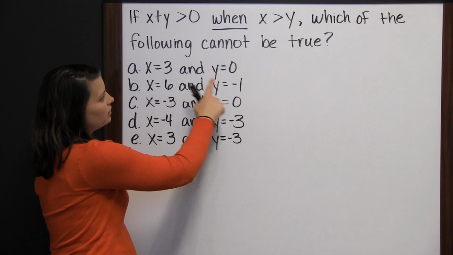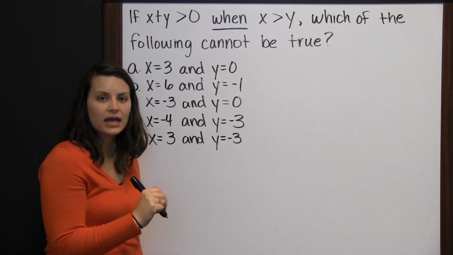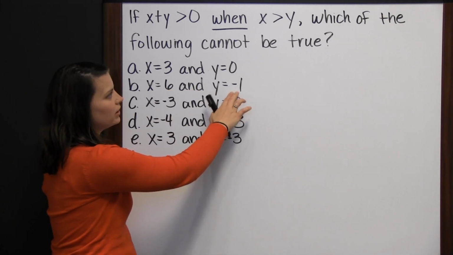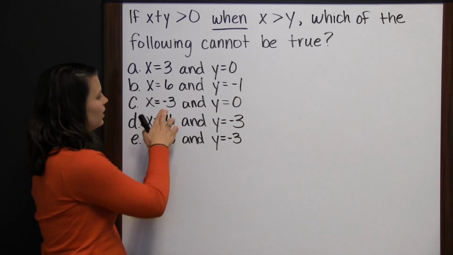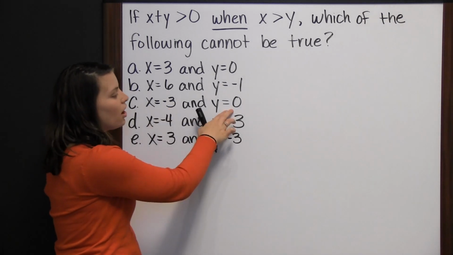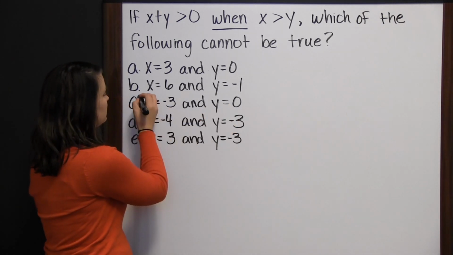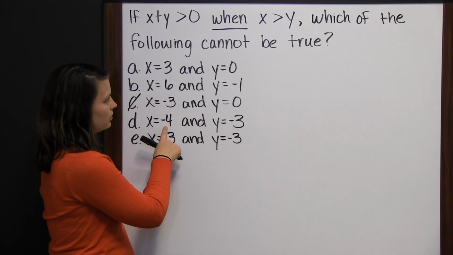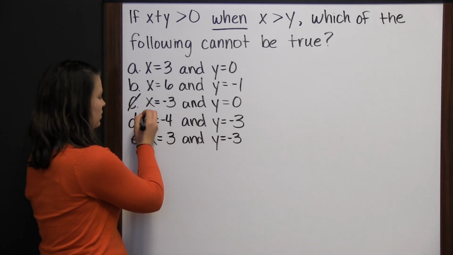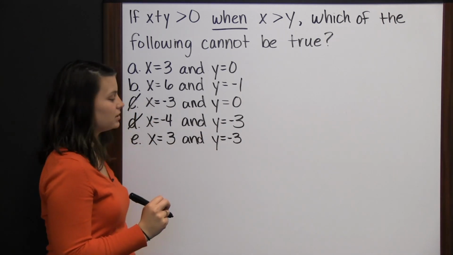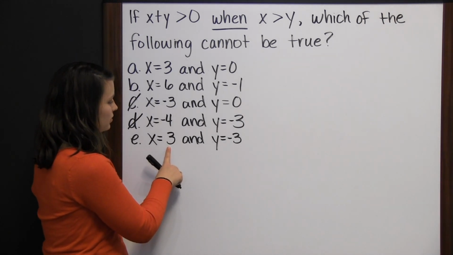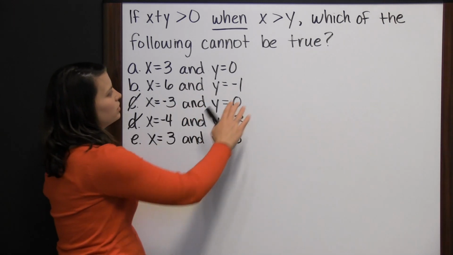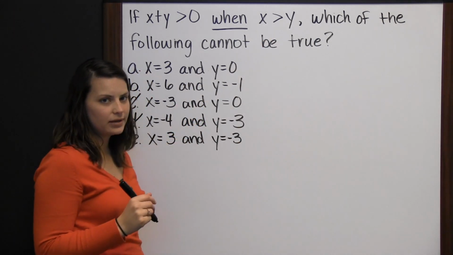Is 3 greater than 0? Yes, so it stays. 6 is greater than -1, so it stays. -3 is not greater than 0, which means C must be eliminated as a choice. -4 is not greater than -3, so it must also be eliminated as a choice. 3 is greater than -3. So the 3 answers left are the only ones that satisfy this inequality.